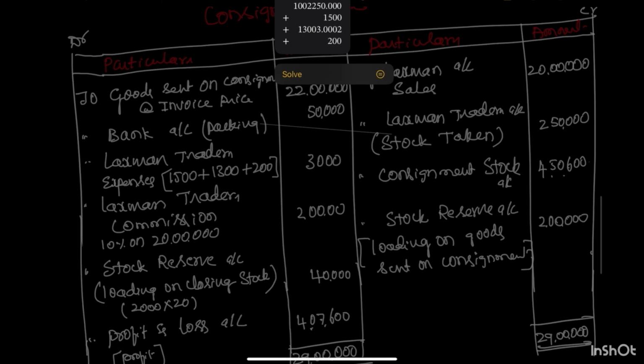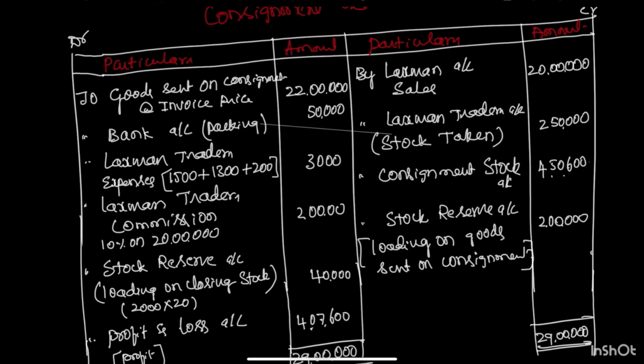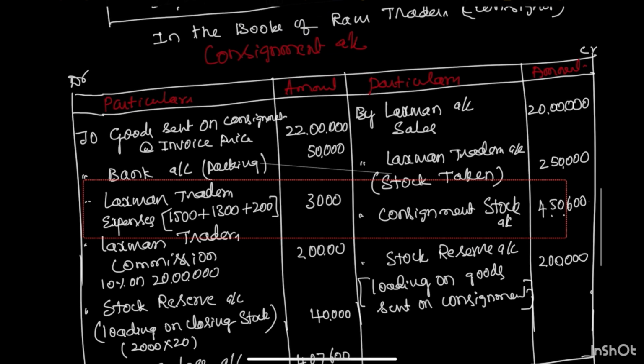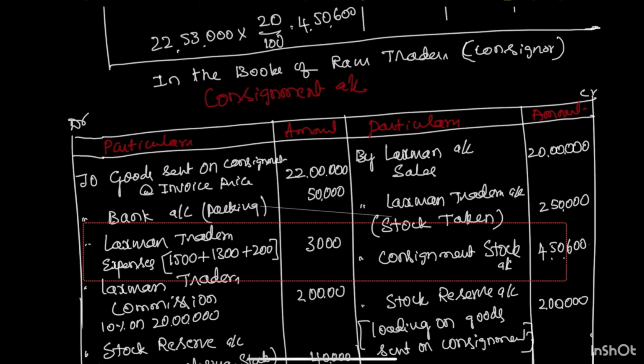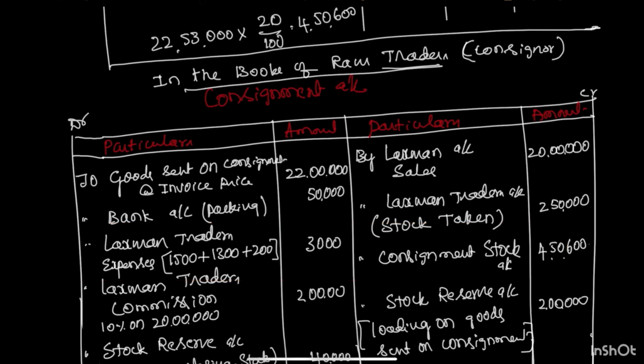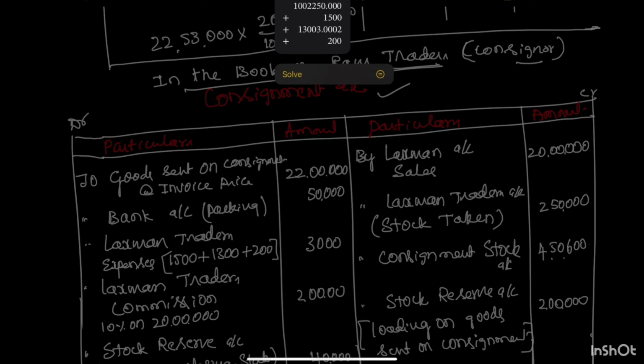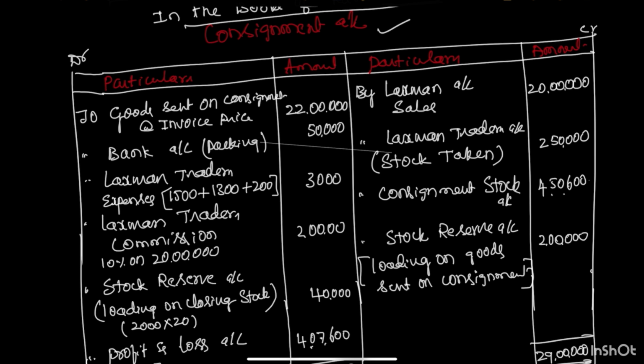When there is an invoice price, we have to create a reserve account or a loading account, which we learn in the consignment account. Now we are preparing the consignment account in the books of Ram Traders, the consigner. As you have learned in the previous problem, the same entries are to be taken. The only additional entry is to cancel this invoice price. We are going to make a reserve account, a stock reserve or loading on goods sent.